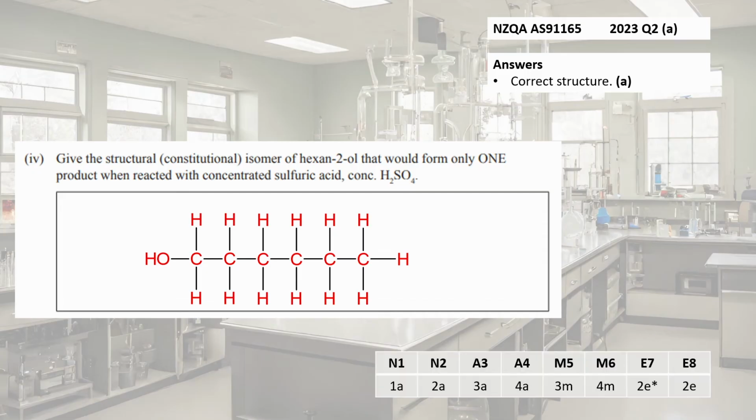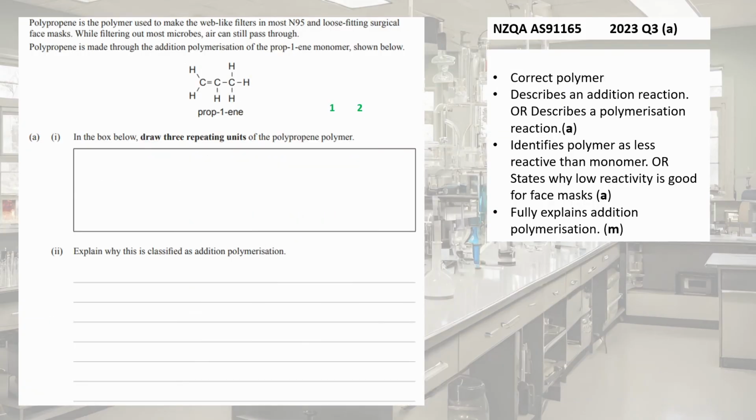So as the last part of this question, let's see what we had to do to get our grades for question 2. So for question 2, 2 E's for an E8, 2 E's with a minor mistake for E7, 4 M's for M6, 3 M's for M5, 4 A's for A4 and 3 for A3, 2 for N2 and 1 for N1. Okay, let's go on to the next question.